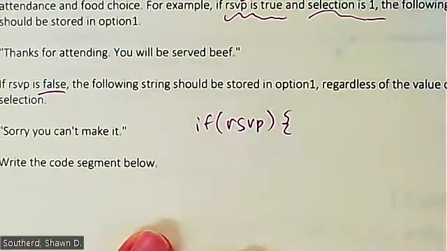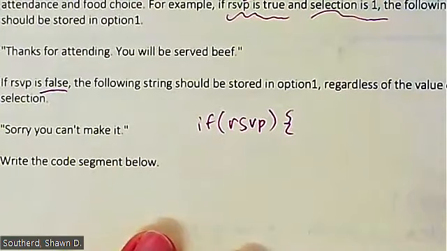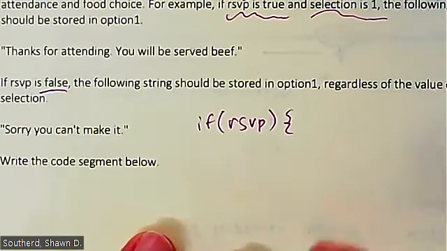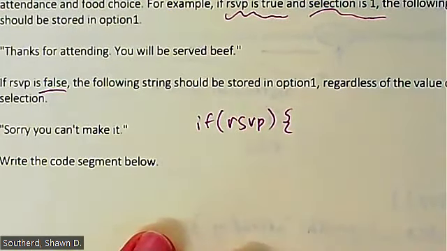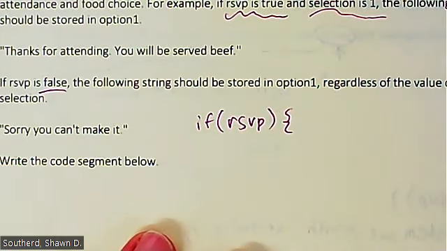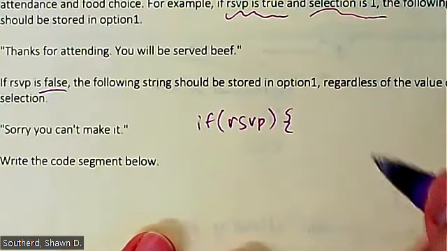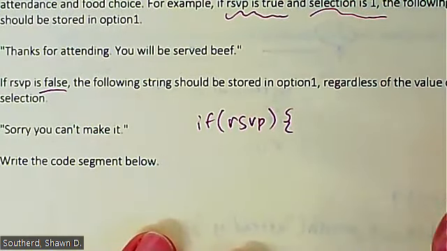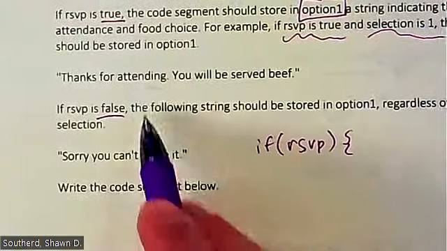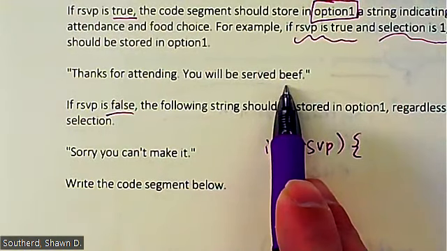Assuming that's true, I know they're attending, but I don't know what their selection is, right? So then I need another if statement embedded, where I'm going to evaluate whether or not that option is true. There's a couple ways to do this. Let me look at the text real quick. You see, thanks for attending, you will be served beef.